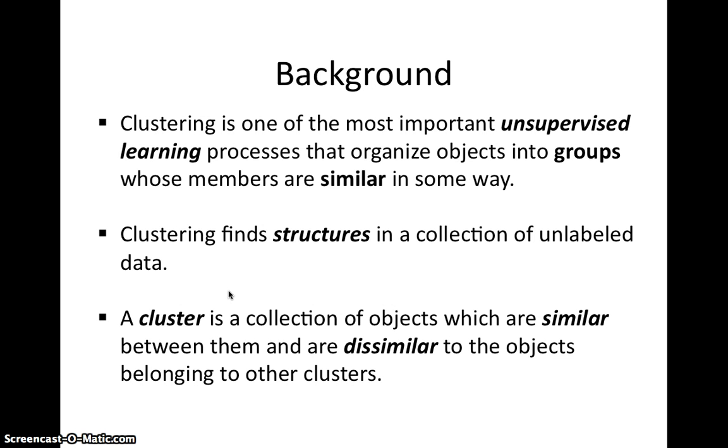The background is that clustering is an unsupervised way of organizing objects into groups where we don't know the number of groups we are going to find in advance. What we end up doing is finding groups whose members are similar to one another. That's called a cluster, which is a collection of objects that are similar to each other, but dissimilar to objects belonging to other clusters in the same space.